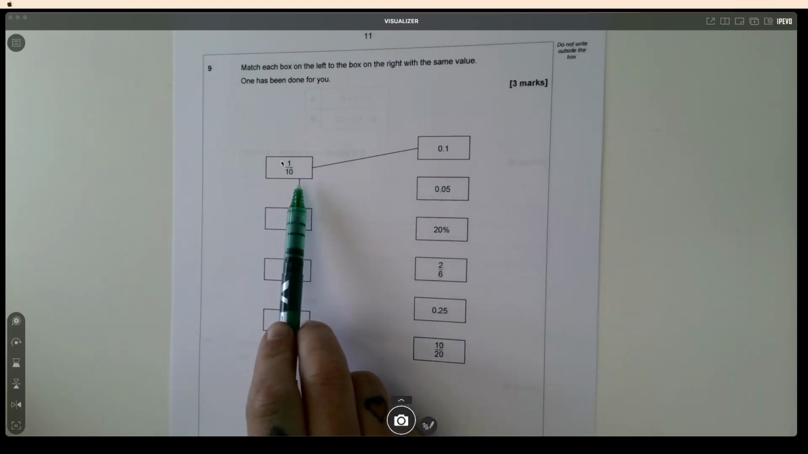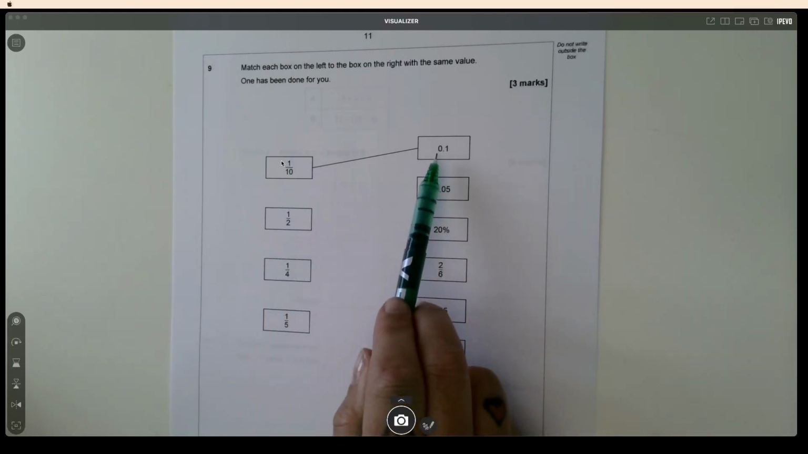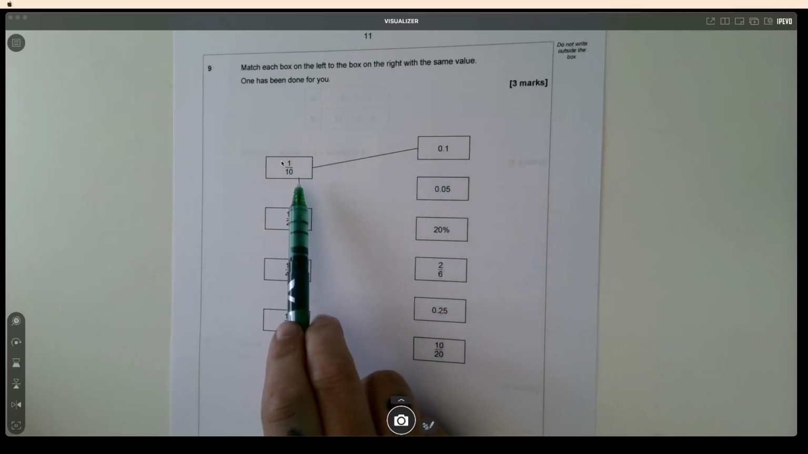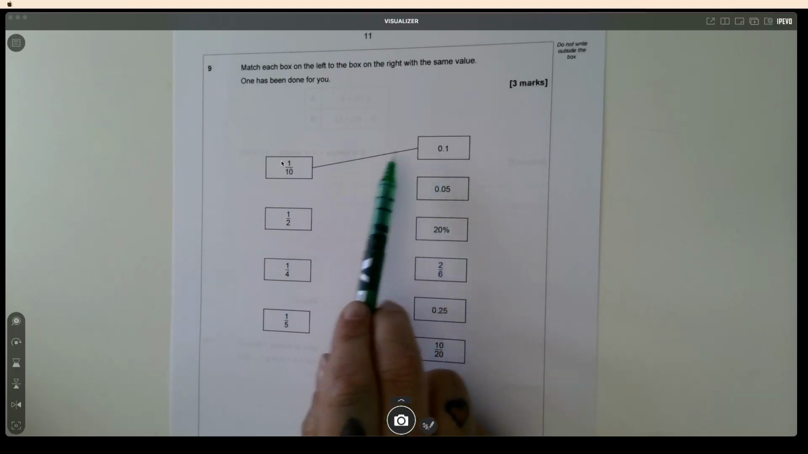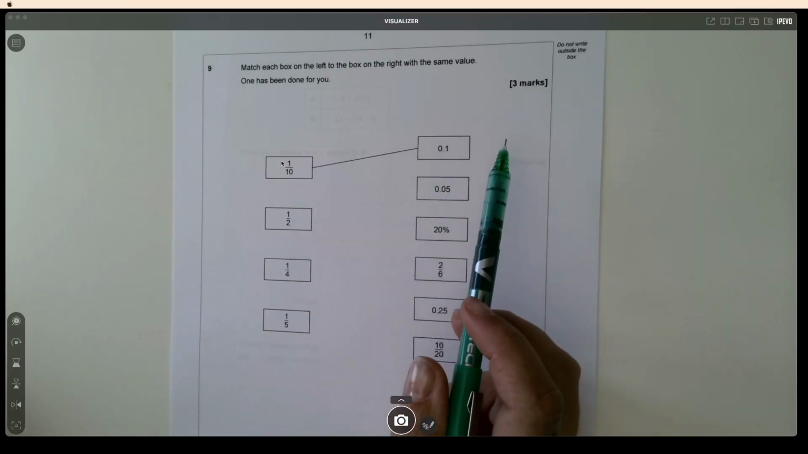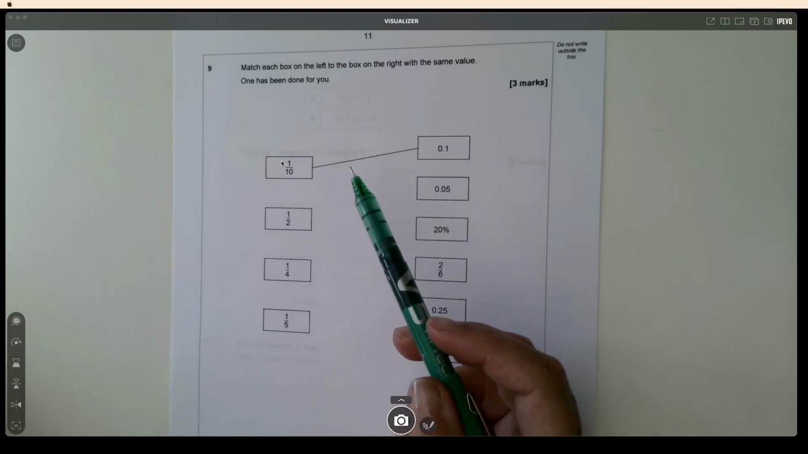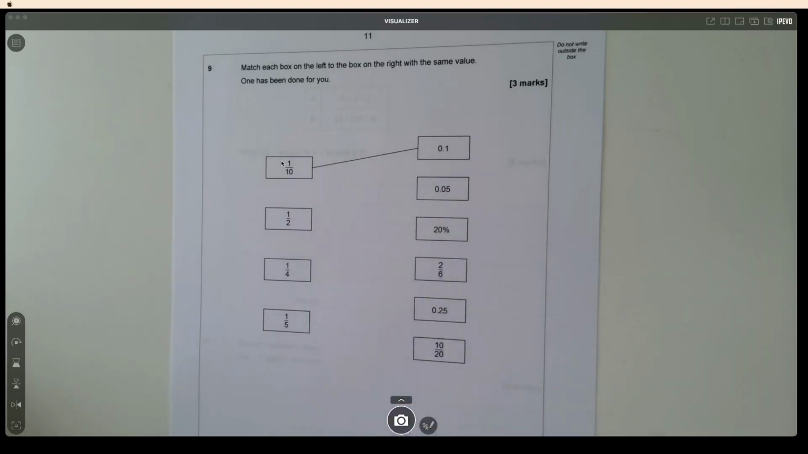The first one's been done for us, so 1/10 has been matched to 0.1 because they're equivalent. If we were to convert 1/10 into a decimal, we get 0.1. If we were to convert 0.1 into a fraction, we would get 1/10. So here we need to use our knowledge of fraction, decimal and percentage equivalents.